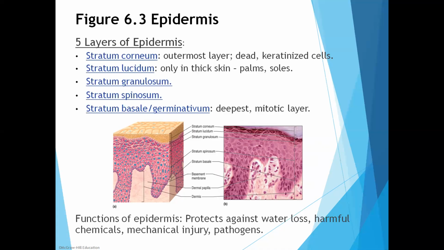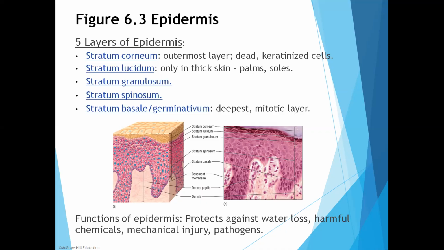Now the lucidum, when we actually look at the stratum lucidum, it has a clear layer to it that we see. And if you think of the term lucid, you think of clear. This is only found in those thick-skinned areas, so the palms and soles. So if I was to ask you, where would you not find the stratum lucidum? You're not going to find it in your forearm. You're not going to find it in your forehead. You won't find it on your buttocks, but you will find it in the palms and soles of your feet.